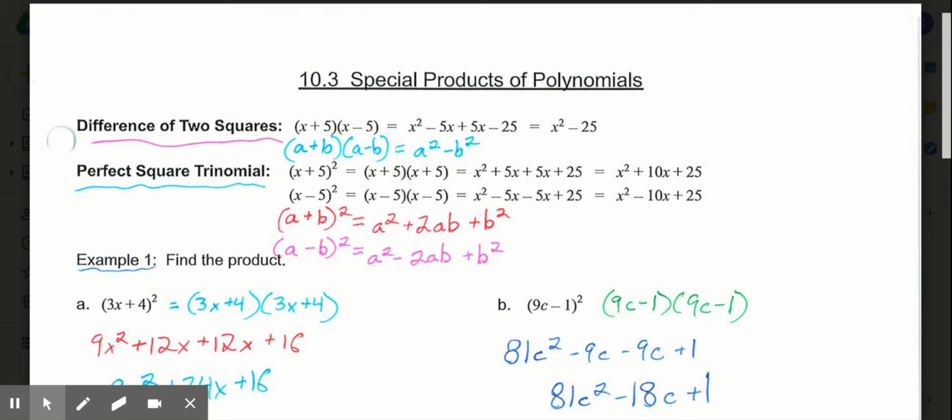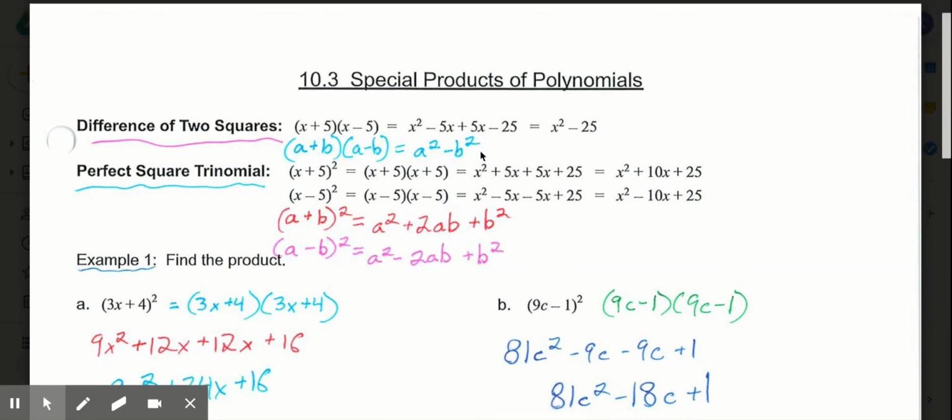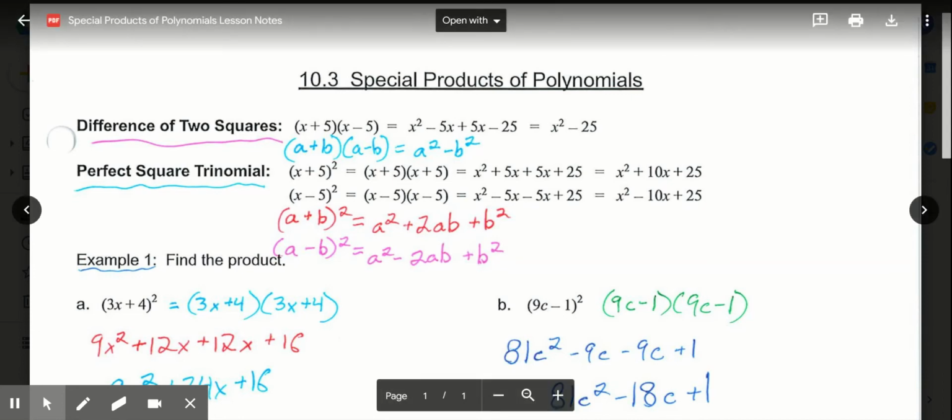So the first one we're looking at is known as the difference of two squares. The difference of two squares method is sometimes also called the sum and difference method. Below here in blue ink, you'll see what the actual approach looks like, with examples above it.